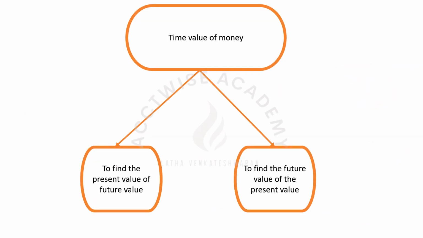Now let us see what exactly is time value of money. It is used to find the present value of a future value and to find the future value of a present value. What is this future value, what is this present value? It might be confusing, but it's not, it's very easy. Let me explain it with an example.